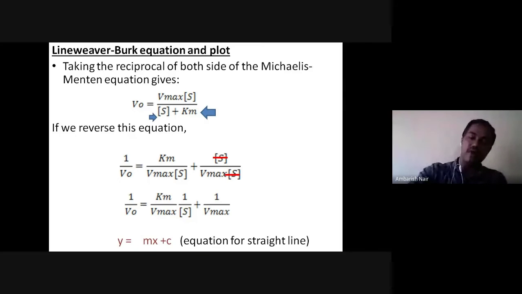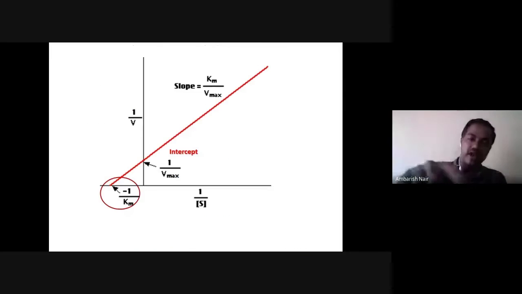If you plot it, you will get this graph: 1 by v equals the equation with 1 by s. It's a straight line. There is a slope called Km by Vmax. There is an intercept called 1 by Vmax. And why I'm telling you all these equations are important for our next study: inhibition will come next. There also we are not going to solve any equations, but we are going to study a bit about the graph. That's all. So it is -1 by Km. That much you should remember.